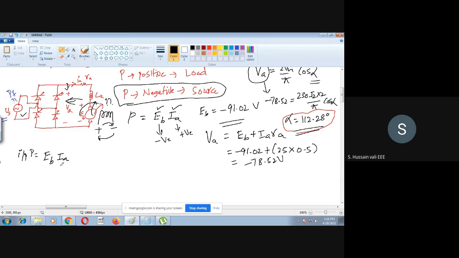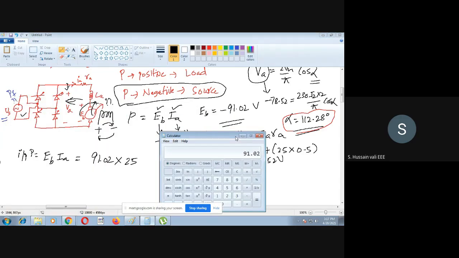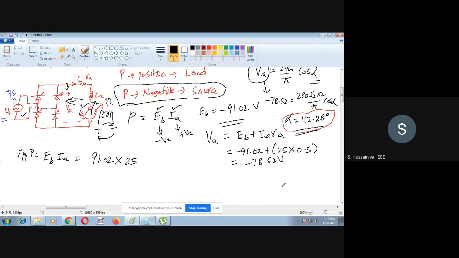Input power is equal to EB into IA, because here is the input power now. EB value is how much here? 91.02. So into, now we will take only the magnitude. Why we will take only the magnitude is that already we are saying it is acting as generator, and we are saying it is an input power. So as we ourselves have told that it is input power, we generally take it as positive only. So 2275.5. So this is the input power.